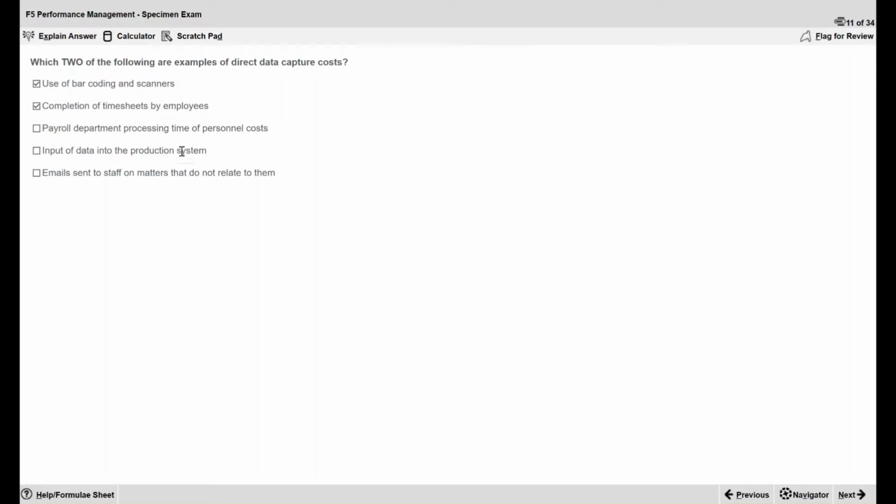Payroll department processing and then input of data into the production system. We are inputting it, so it's not direct capture. Email sent to the staff on matters.